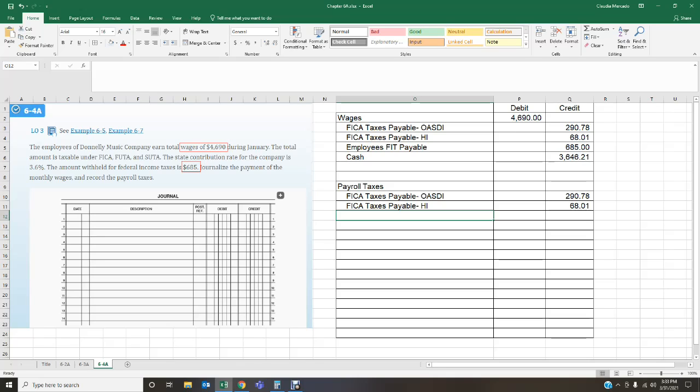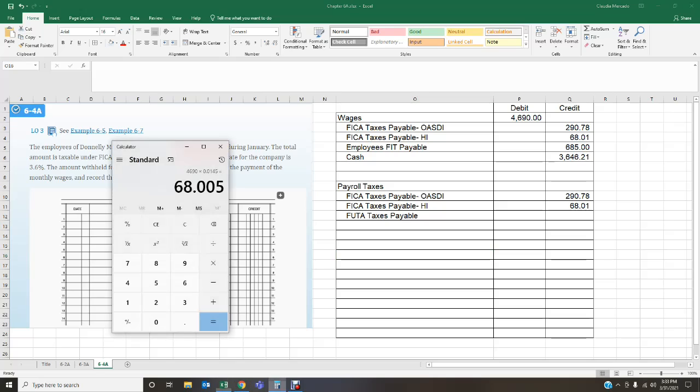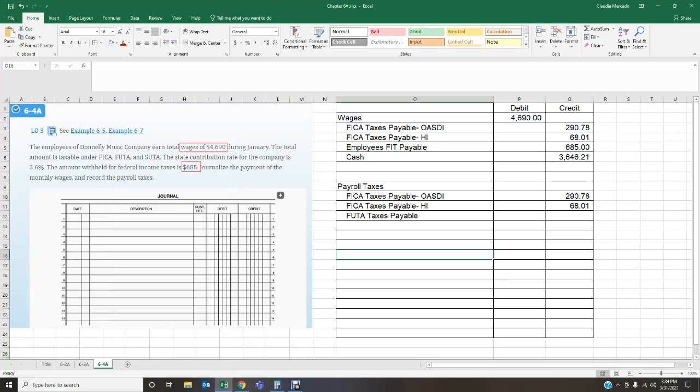Okay, and then we are the employer. The problem says here that the amount is subject to FICA, FUTA, and SUTA. Okay, the employer has to pay FUTA. Okay, FUTA taxes payable. Now this is from prior chapter. My FUTA tax rate is, we're going to get the $46.90 times 0.6%. And that gives me $28.14. Okay, so this is coming from prior chapter.